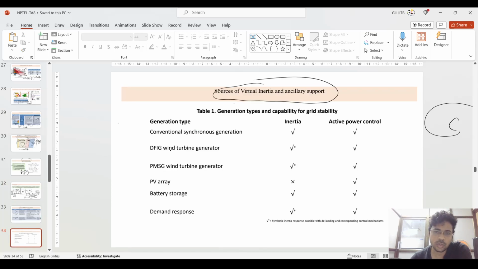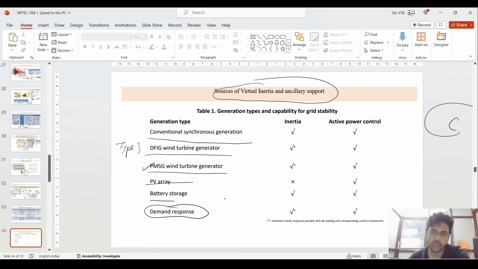Coming to the next part, the sources of virtual inertia. There are certain sources. Suppose you have conventional synchronous generation, DFIG-based wind turbine generator, that is type 3 wind farm, PMSG-based wind turbine, that is permanent magnet synchronous generator-based wind turbine generator, type 2, PV arrays, this is type 1, and then demand response.